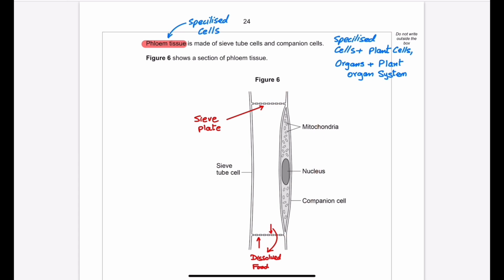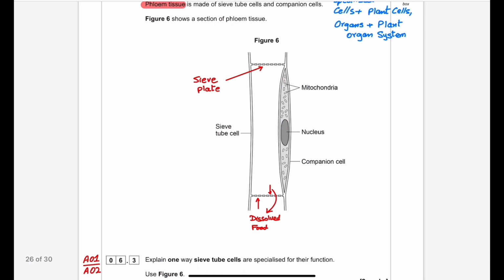Phloem tissue is a specialized tissue. It carries the food across the plant. And this topic is from specialized cells, plant cells and organs, and plant organ system. The sieve plates have a lot of holes so that the dissolved sugar can move up and down throughout the sieve tube in different parts of the plant. Now we are going to see the question.